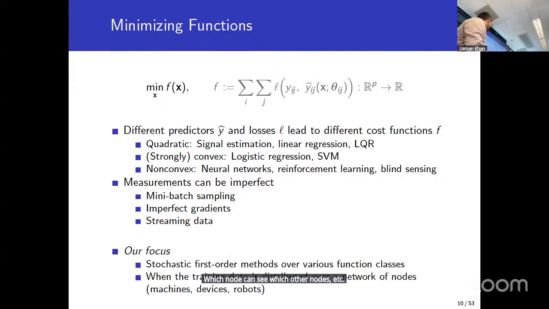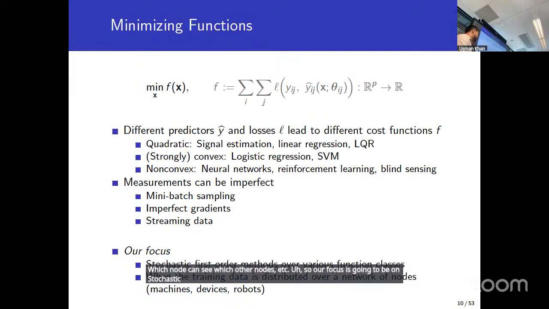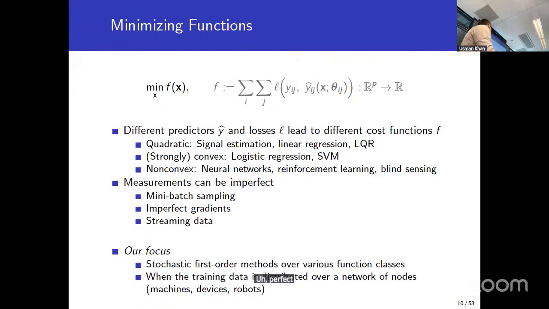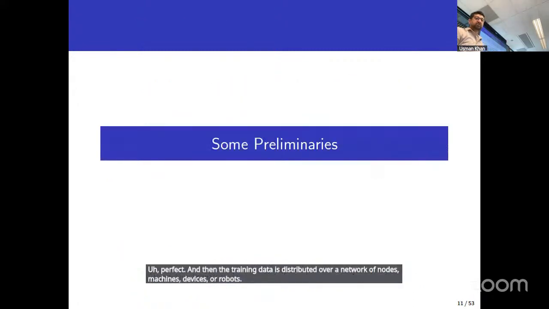So our focus is going to be on stochastic first order methods over various function classes. So by first order, I mean that we are only allowed to look at the loss function through its gradients. Stochastic means that these loss functions or the gradients are not perfect. And stochastic also encapsulates the fact that the network over which these nodes communicate is not going to be perfect. And then the training data is distributed over a network of nodes, machines, devices, or robots. Any questions so far?